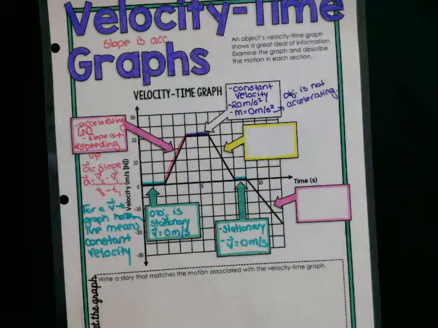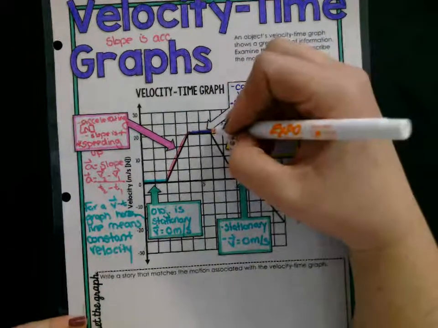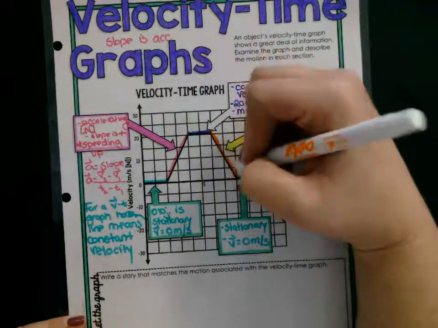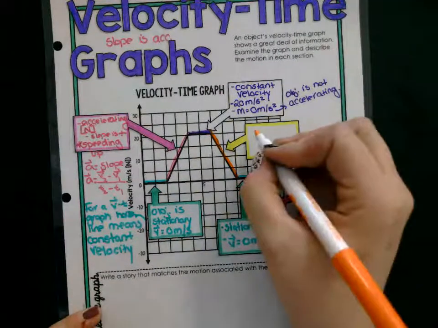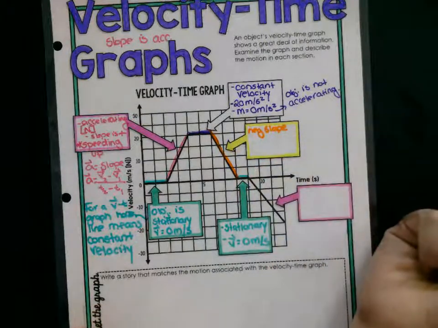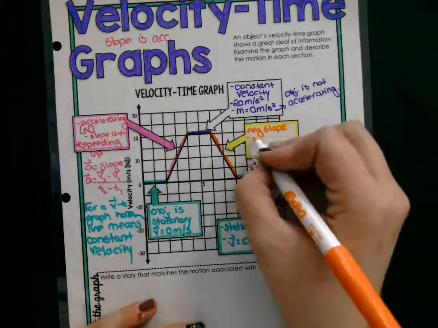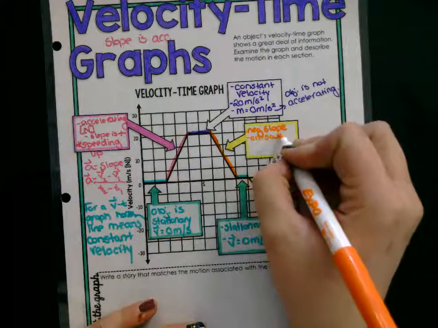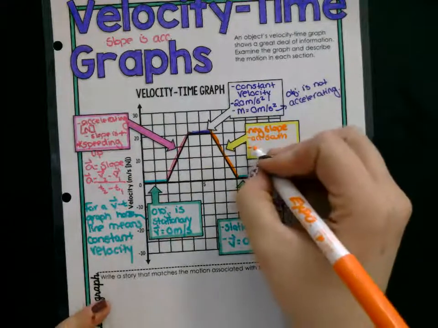All right. This is the next piece I come to, and I'm going to use orange again because I don't have yellow. Yellow wouldn't show up. So we have a negative slope, or acceleration south. So what does that mean exactly? That means we're slowing down.